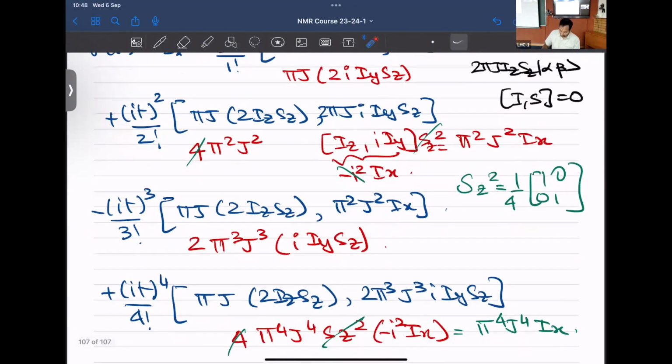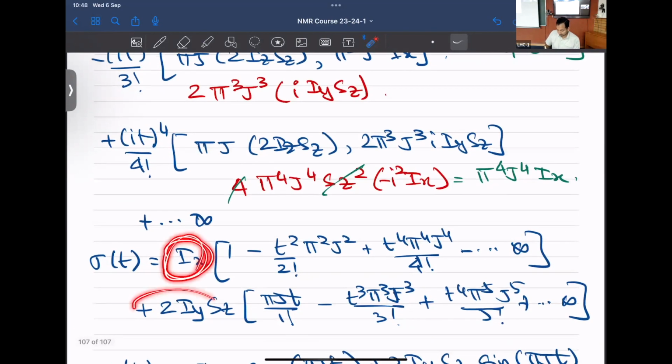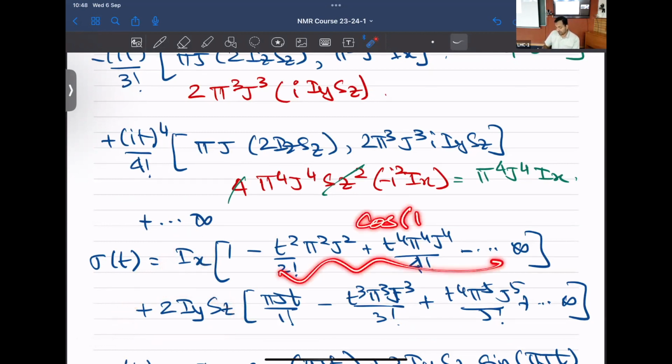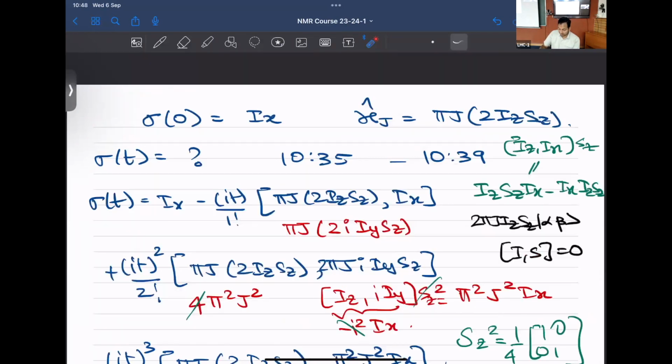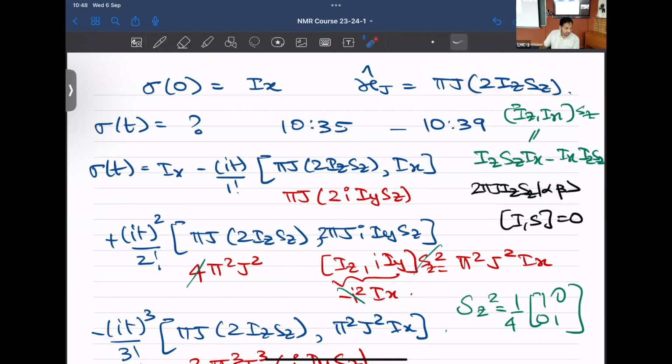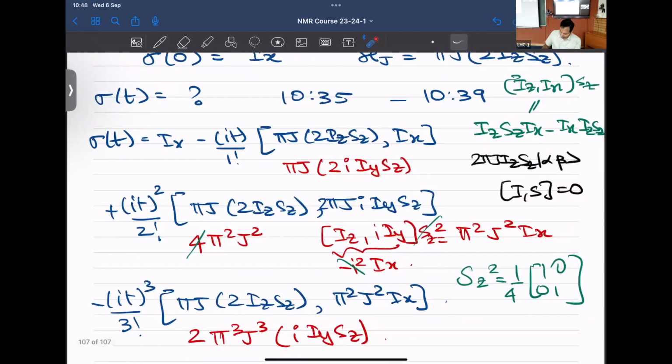And therefore, if you literally do whatever we did last time, take Ix outside and 2 Iy Sz outside, you'll get a cos of pi J t, which is also the reason why I wrote the Hamiltonian as pi J times 2 Iz Sz and not as 2 pi J Iz Sz. That might confuse you in writing the 2 in the wrong place. So remember the Hamiltonian is pi J times 2 Iz Sz. Slowly we will realize that the 2 comes up as a normalization constant in front of the operator. So don't worry about that right now.